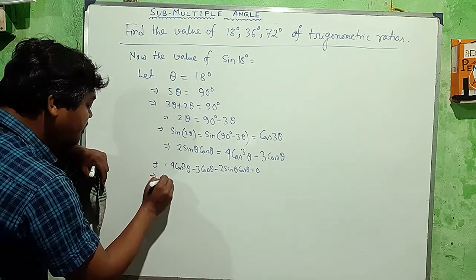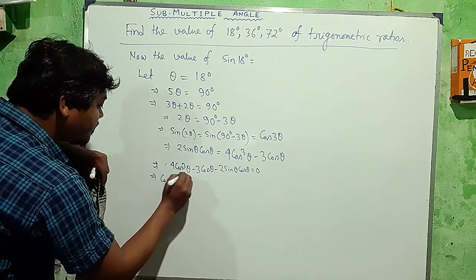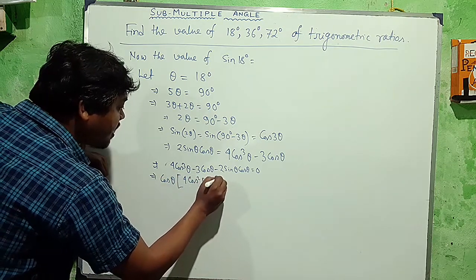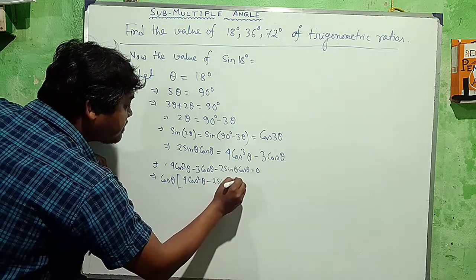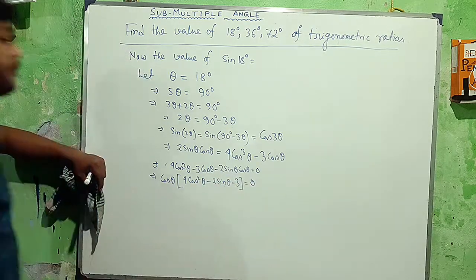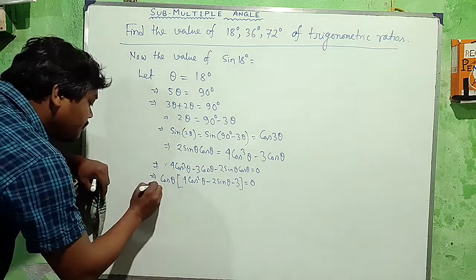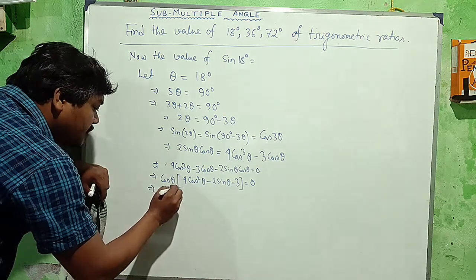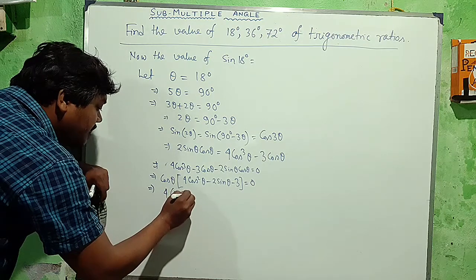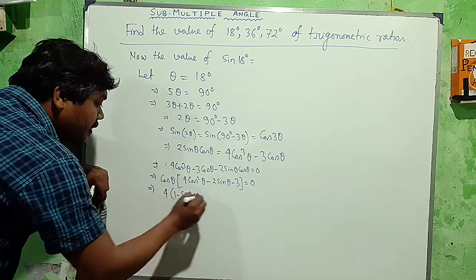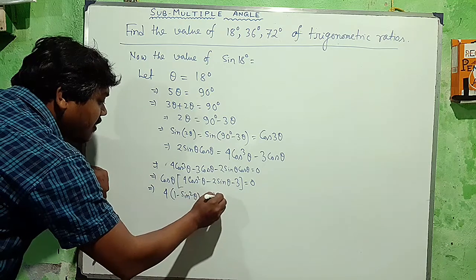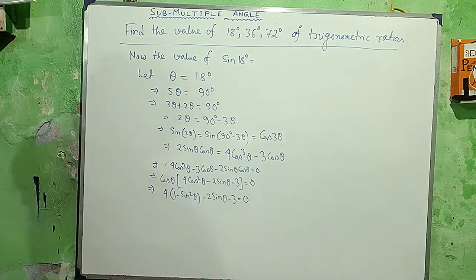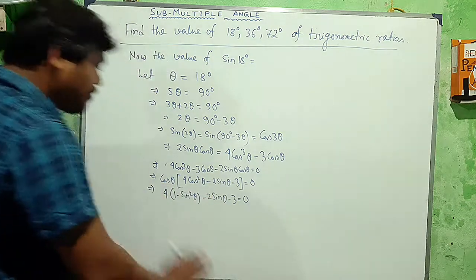So cosine theta is the common part. If I take that out, it gives 4 cos square theta minus 2 sin theta minus 3 equals 0. Alright? So now 4 cos square theta, 4 into cos square theta equals 4 into (1 minus sin square theta), minus 2 sin theta minus 3 equals 0. Am I right? So we divide by cos theta on both sides.